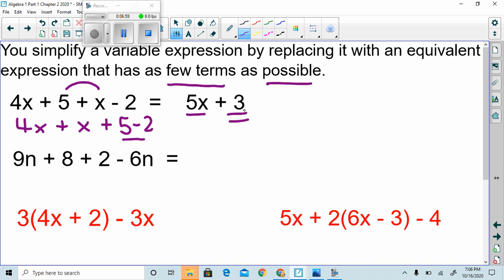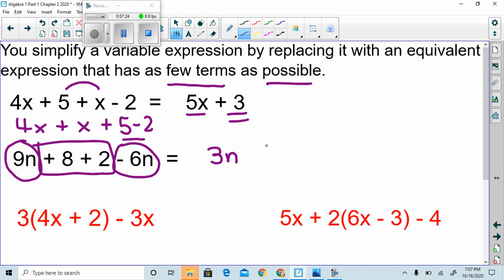In the second one, again, if I didn't want to rewrite it, I could sort of acknowledge the same terms by circling them or boxing them, however I want to. So I have 9n minus 6n, which is 3n. And then I have some like terms in the center here. 8 plus 2 is 10. And again, it's equivalent, it's just simplified.